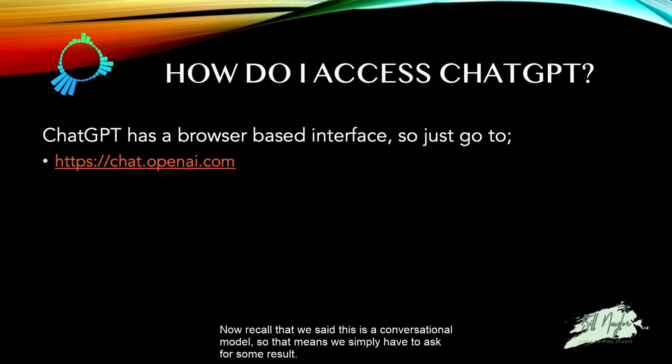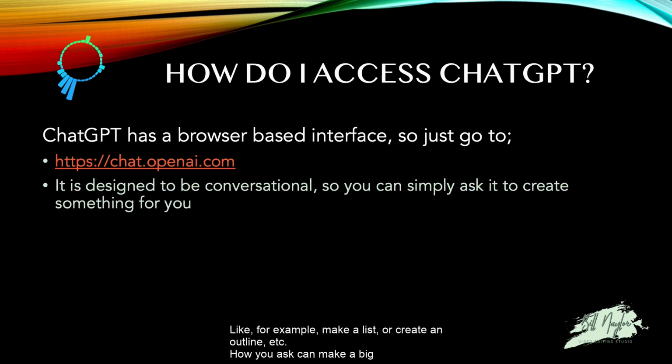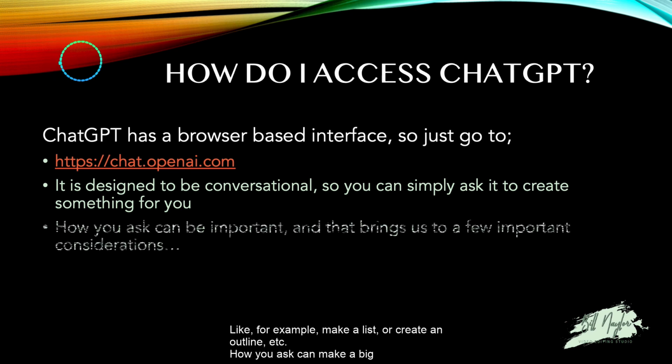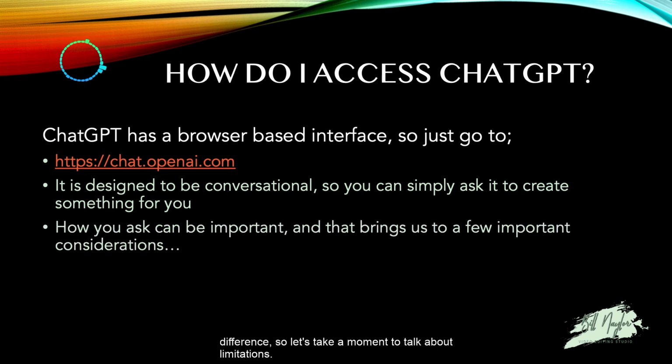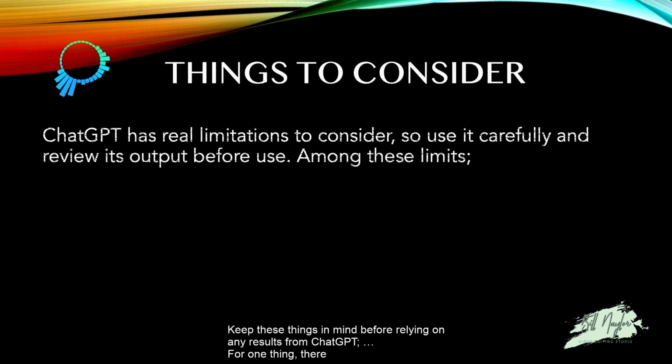Now recall that we said this is a conversational model, so that means we simply have to ask for some result. Like, for example, make a list, or create an outline, etc. How you ask can make a big difference, so let's take a moment to talk about limitations. Keep these things in mind before relying on any results from ChatGPT.